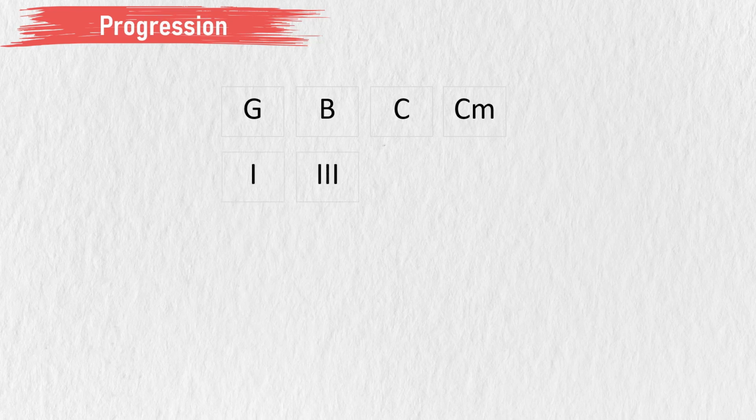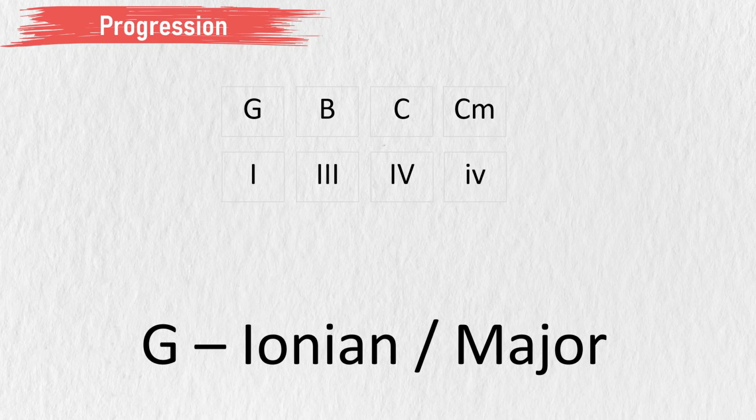Let's start with the things there is no doubt about. The chord progression is G, B, C, C minor. There are also suspended 4th chords, but they are just embellishments. The degrees of the chords are the tonic, the major mediant, the major subdominant, and the minor subdominant. The scale is G Ionian, or if you prefer, G major. So the 2 non-diatonic chords are the 3rd, the mediant, and the 4th, the minor subdominant.